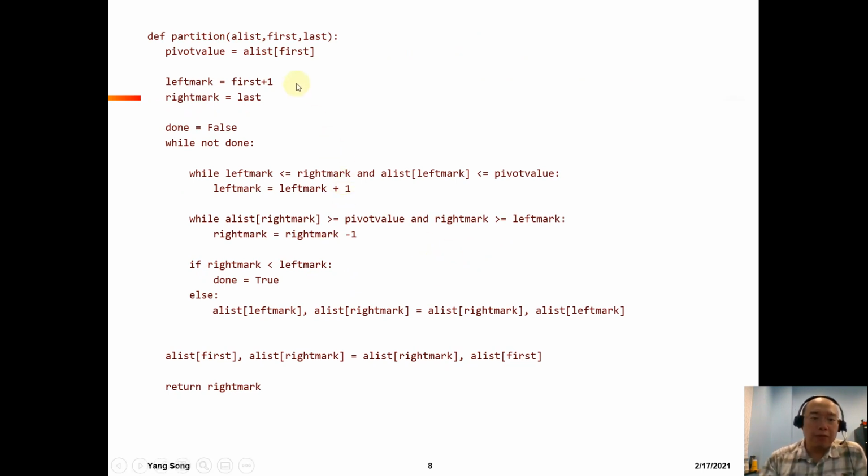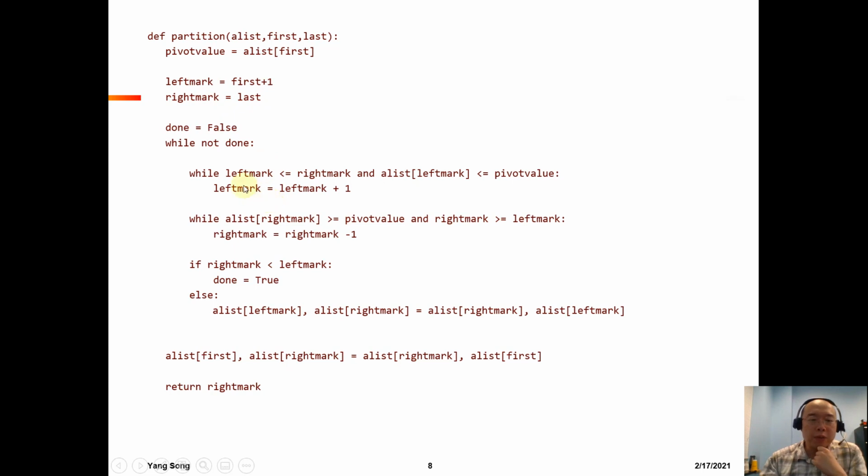For the partition, we want to grab the pivot value, and as you can see, we are using the value on the first index to be the pivot value. Then for the left mark, which is the i cursor, we start from first plus 1. That's where we start the i cursor. And for the right mark, which is the j cursor, as we discussed before, that will be the index of the last. And we are going to start this search process.